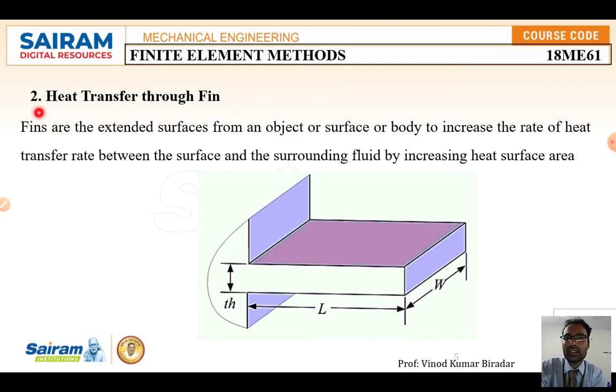Fins are extended surfaces from an object or surface or a body to increase the rate of heat transfer between the surface and the surrounding fluid by increasing the surface area. If you increase the fin surface area, you can transfer more heat. That is the main use of the fin. This is a rectangular uniform fin. This is the length, this is the width, this is a thin film.